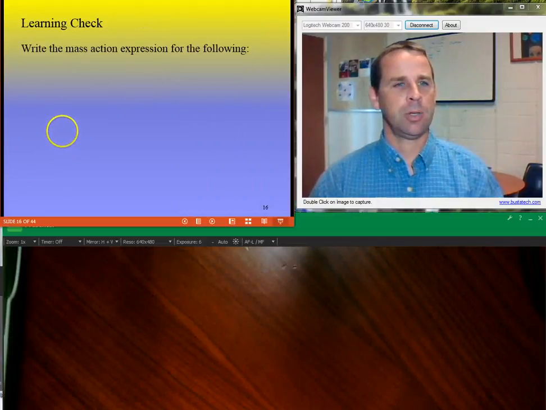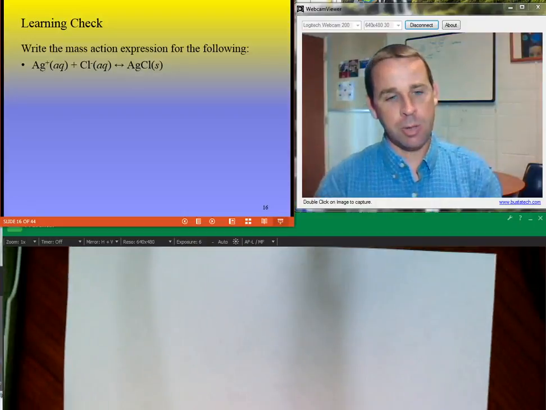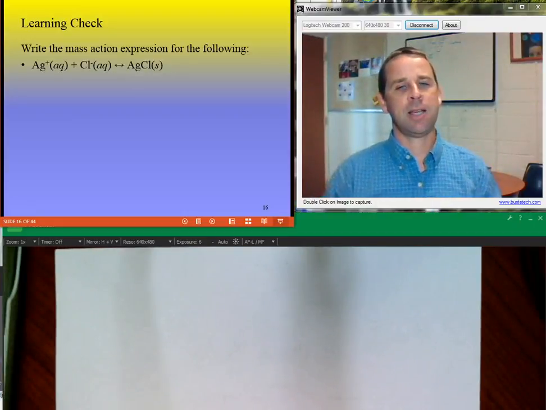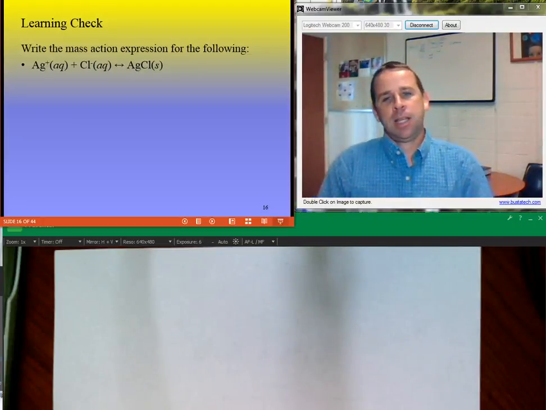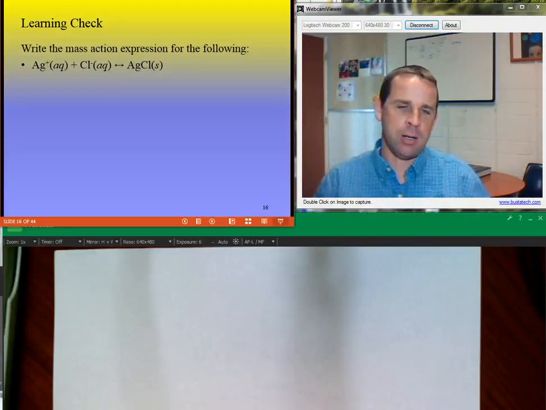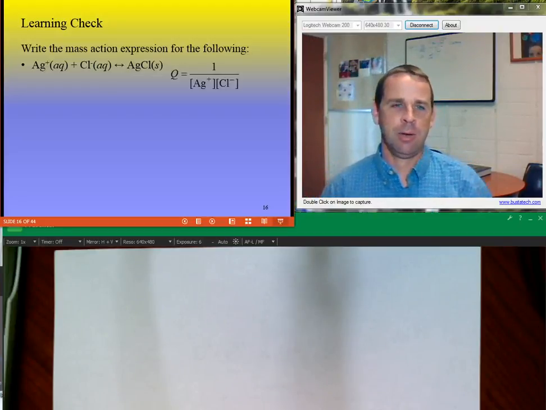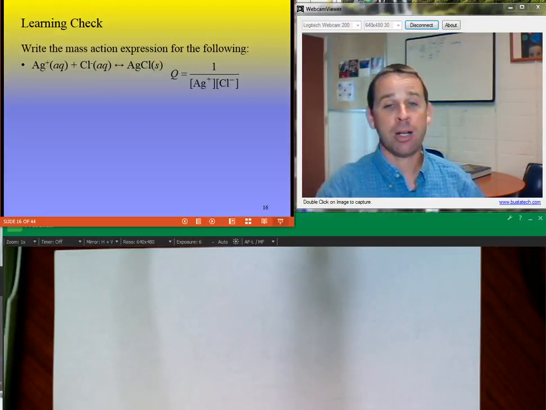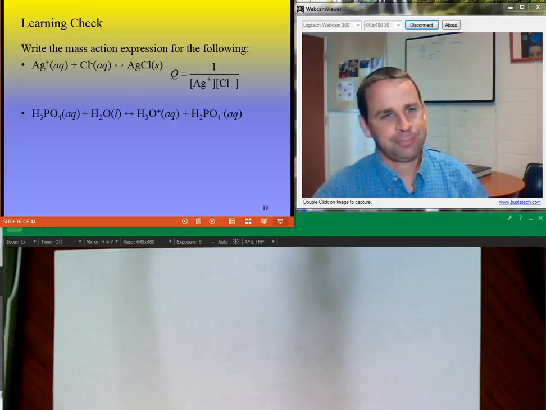All right, so can you write down the mass action expression, the Q, for this chemical reaction? Take a second. Push pause, write it down. Here we go. The mass action expression would be like this. The concentration of the product is not included because it's a solid, but the concentration of the reactants is. So then we just have 1 over the concentration of the reactants.